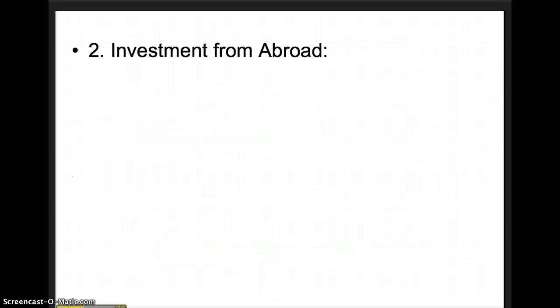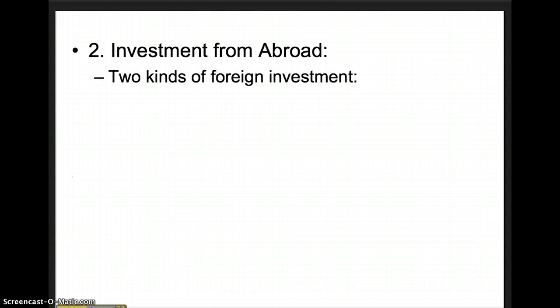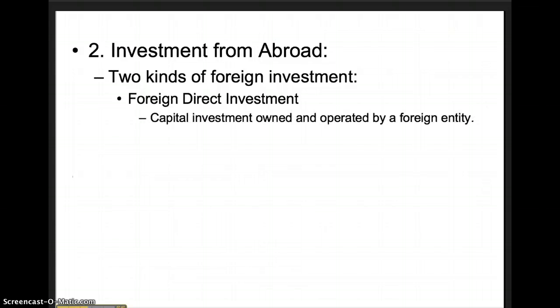If an economy cannot handle the trade-off between consuming less and saving more, they can have investment from abroad rather than domestic savings and investment. There are two kinds of foreign investment. First is called foreign direct investment, which is a capital investment owned and operated by a foreign entity. An example of this would be an American company opening and operating the day-to-day activities of a production plant in a foreign country.